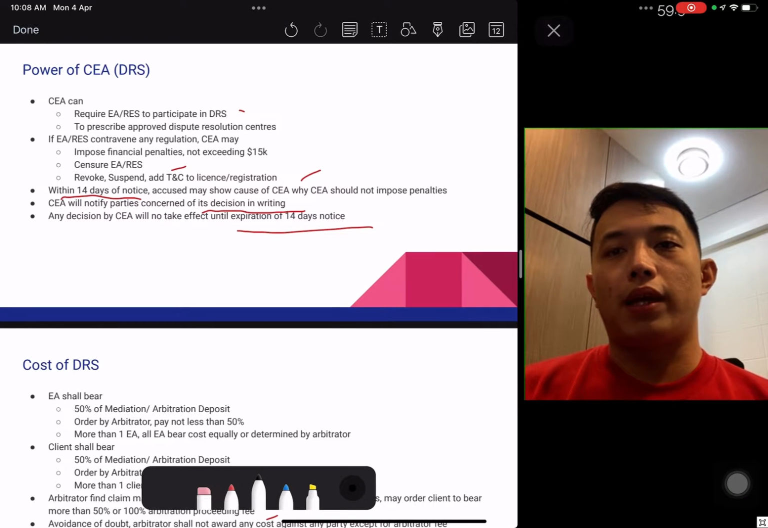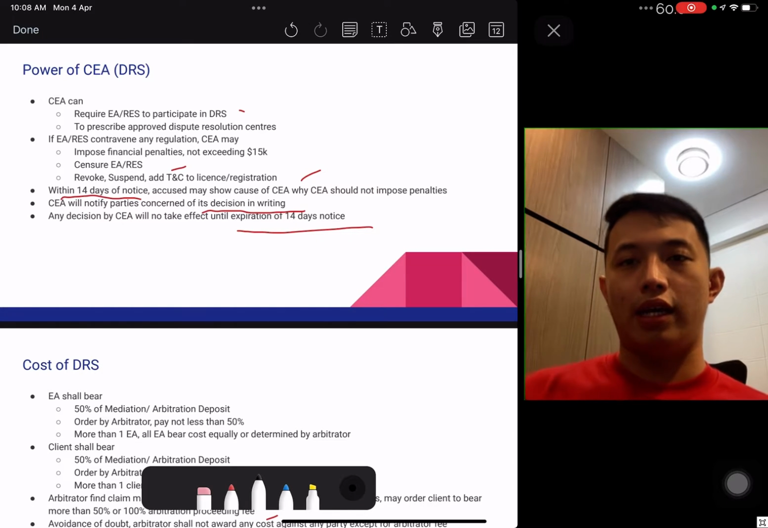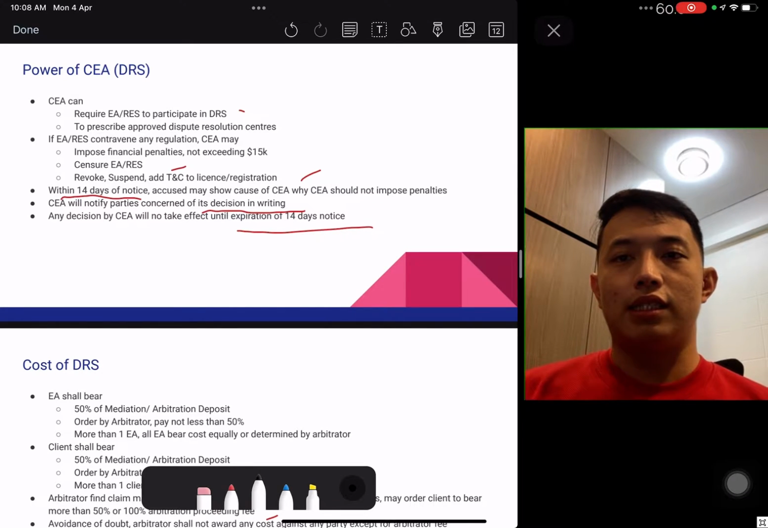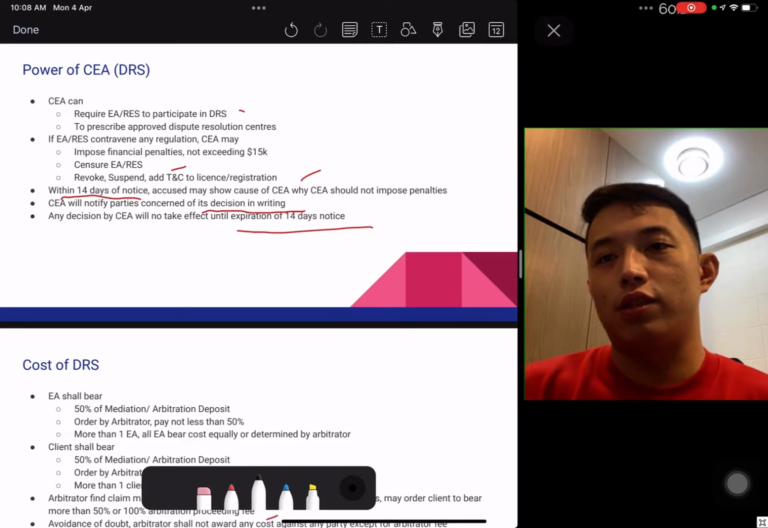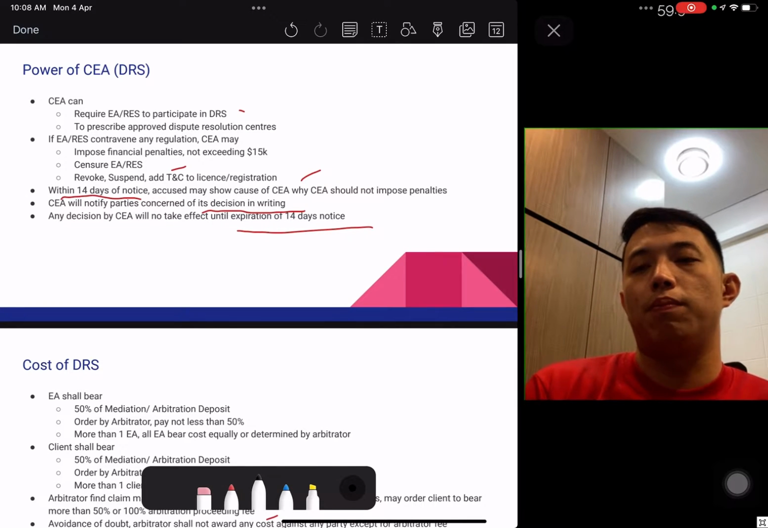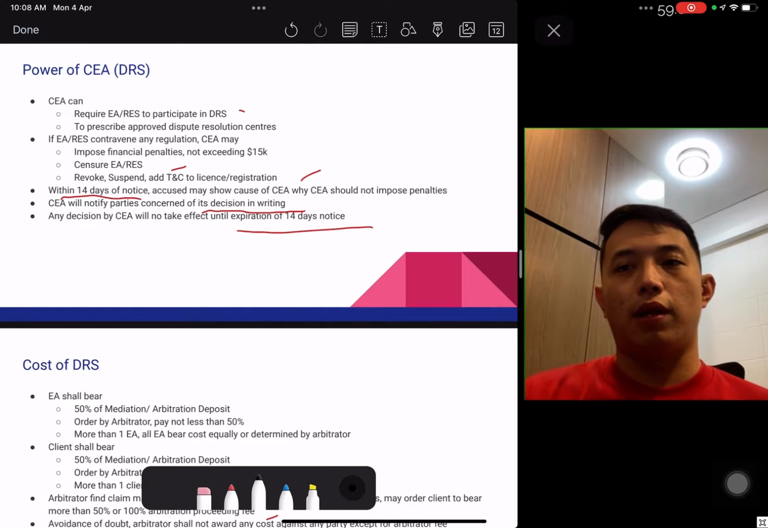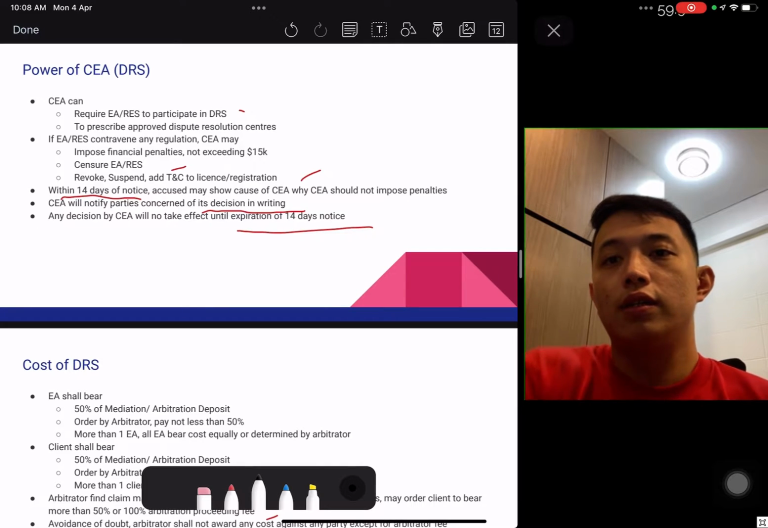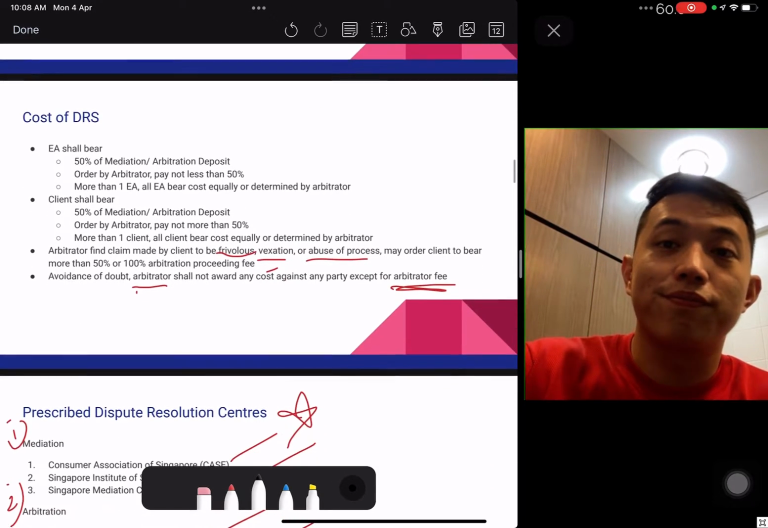Those who do not comply can get a fine of up to 15,000, sanction the RES, and void their license. Within 14 days, the accused must show why CA should not impose the penalty. They can appeal within 14 days. If they don't appeal within 14 days, the action will proceed after the 14 days. All must be done in writing.